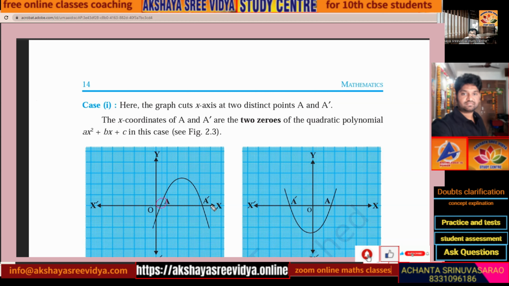This is one of the points. That is the zero of the parabola. This is the open parabola.